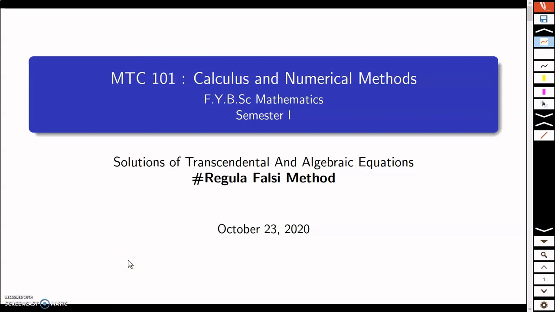In this video, I will talk about the regula-falsi method. We will see the working of this method and we will solve one problem based on this method. Now, like the bisection method, this method is also used to find the approximate root of the given function. So let's see what the regula-falsi method is.